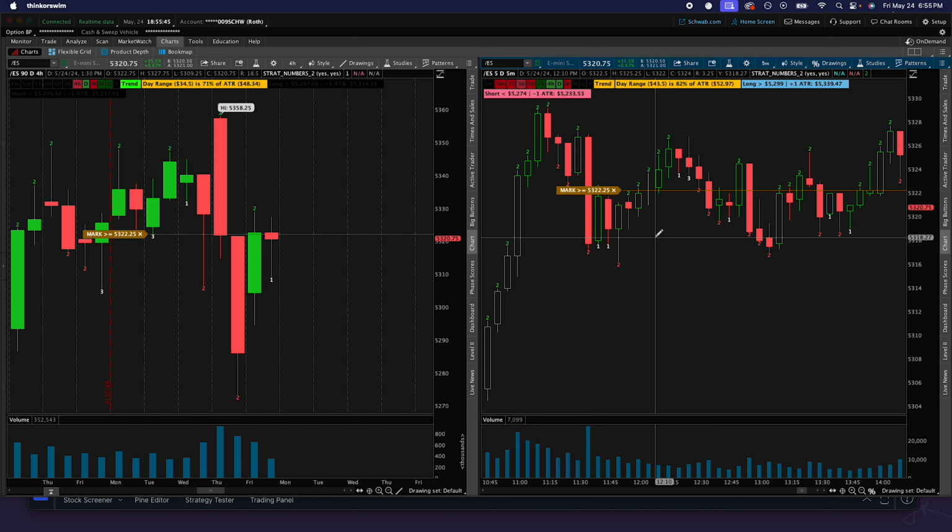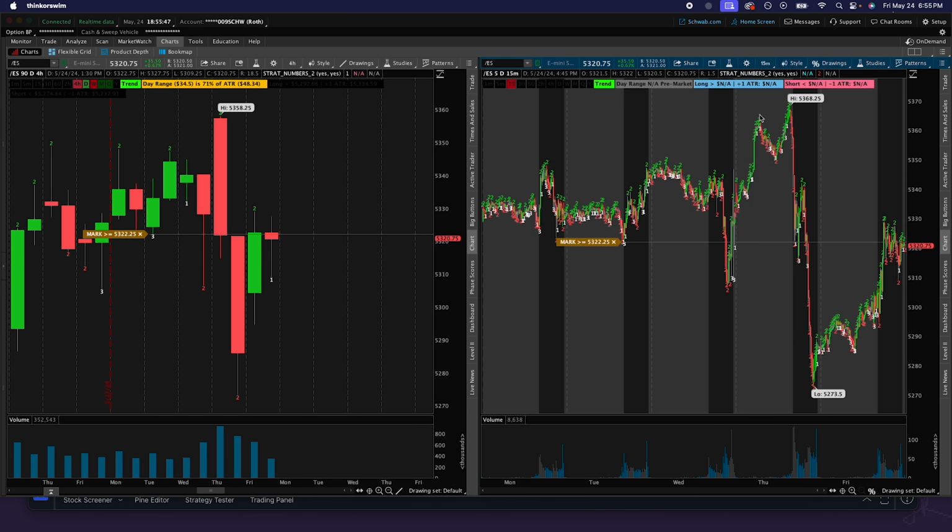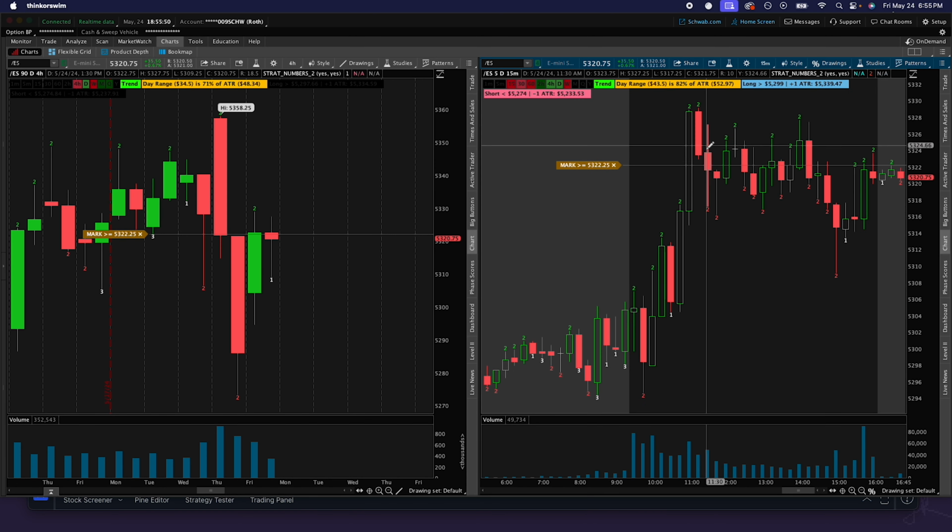And then it kind of just chopped a bit. Yeah, it just chopped the rest of the day. We dipped down a little bit, came back up at the end of the day. But, you know, it's to be expected when there's a long weekend. Everybody goes home early.